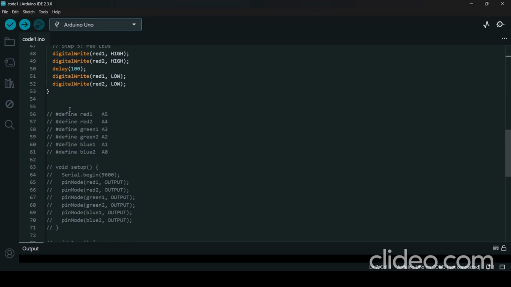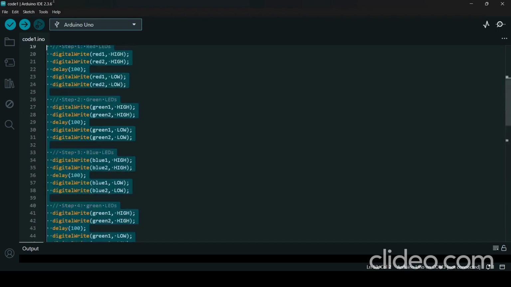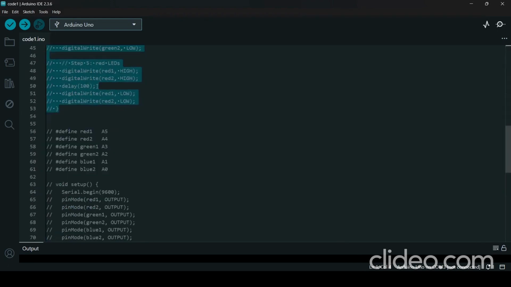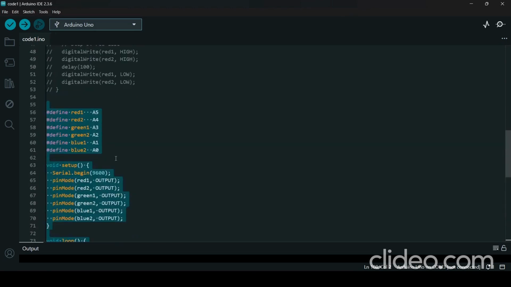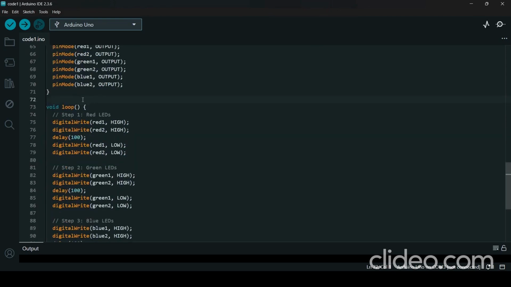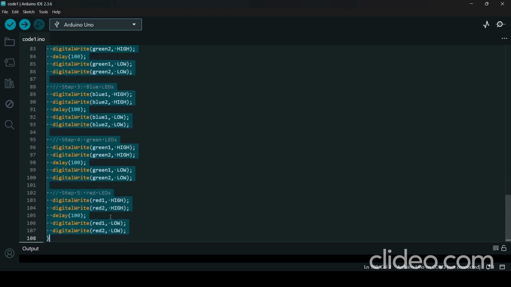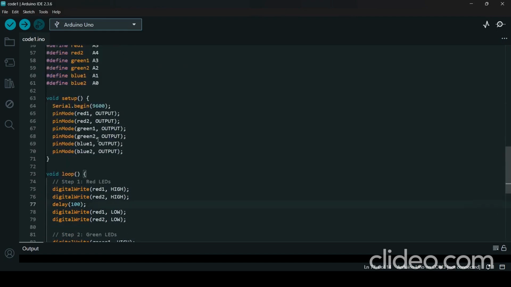And in this part of the code, I am using analog pins for the same LED blinking. So let me comment out the upper code. Now let us have a look at this code. So everything is the same except that here I have defined the LEDs using the analog pins, right? As you can see here, A5, A4, A3, A2, A1, A0, right? And the setup and the loop functions are exactly the same. You can have a look at the loop function also, right? Everything is the same. And please note that I am using the digitalWrite function on the analog pins.